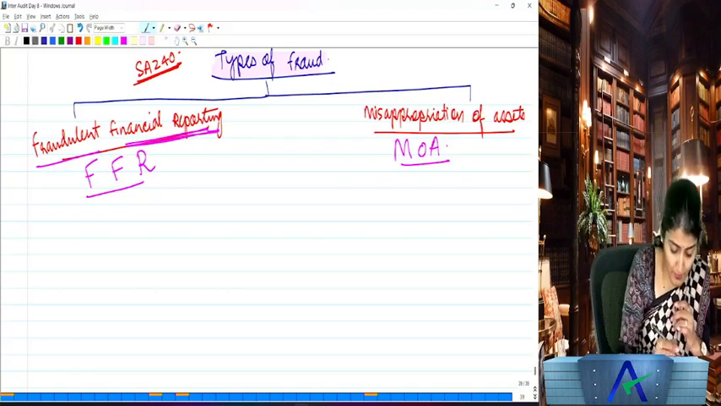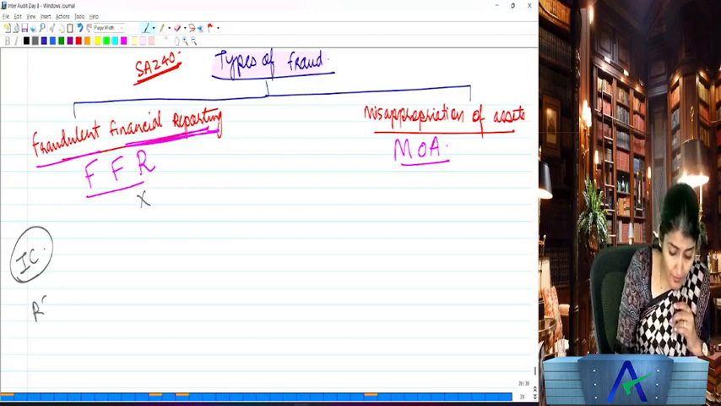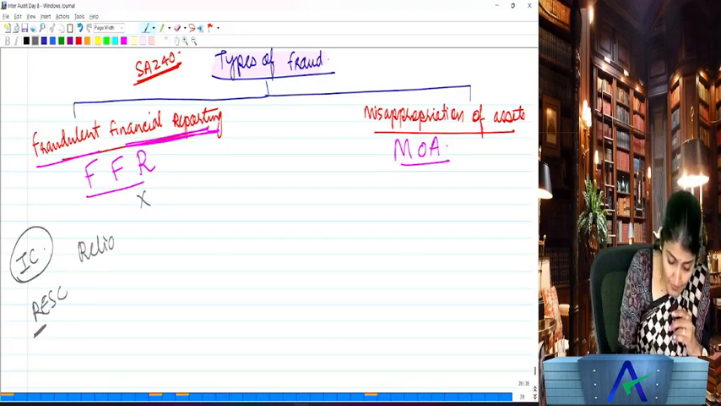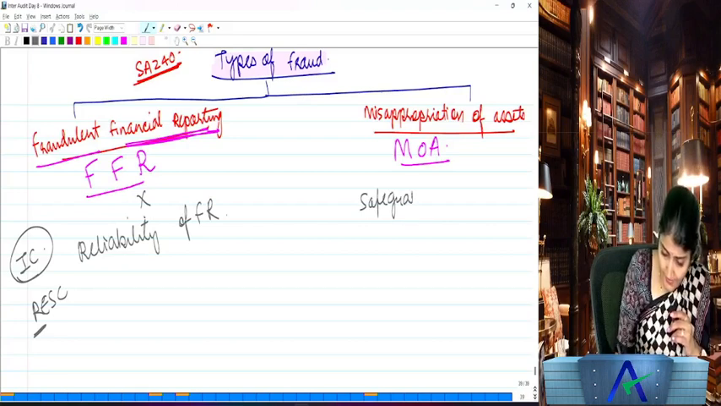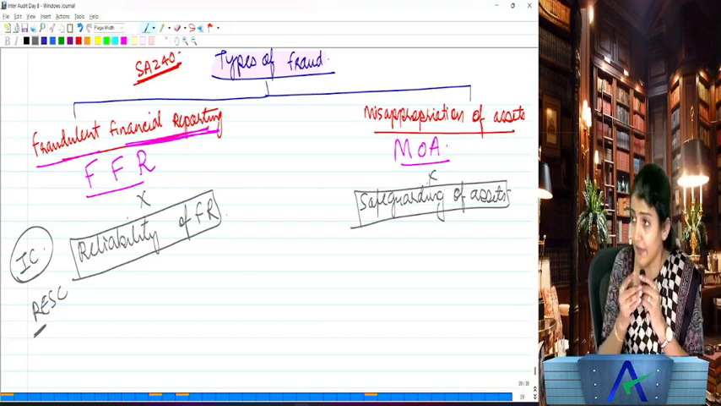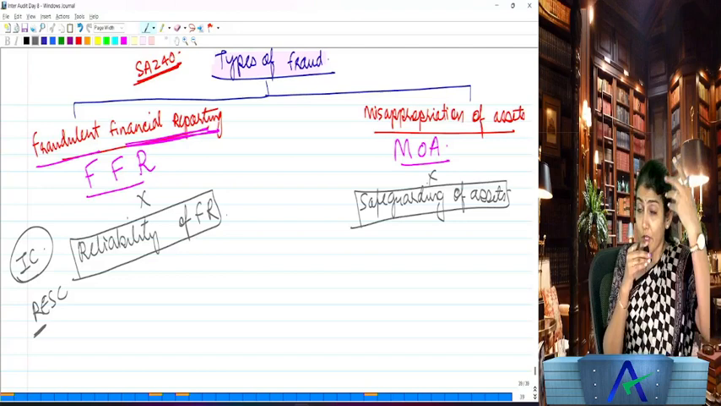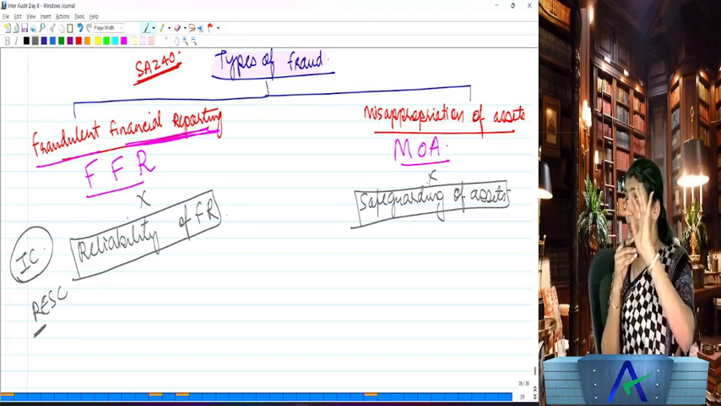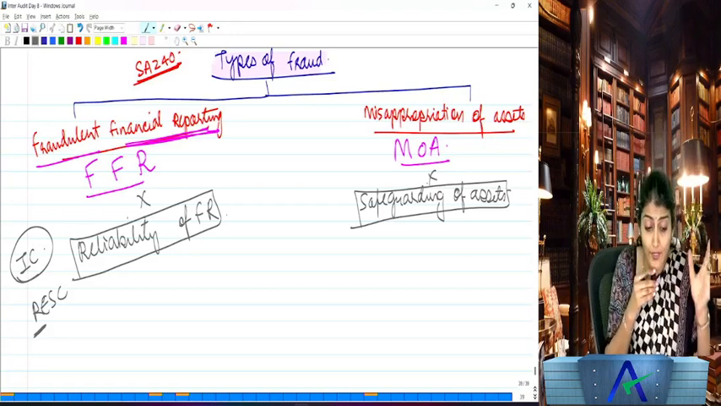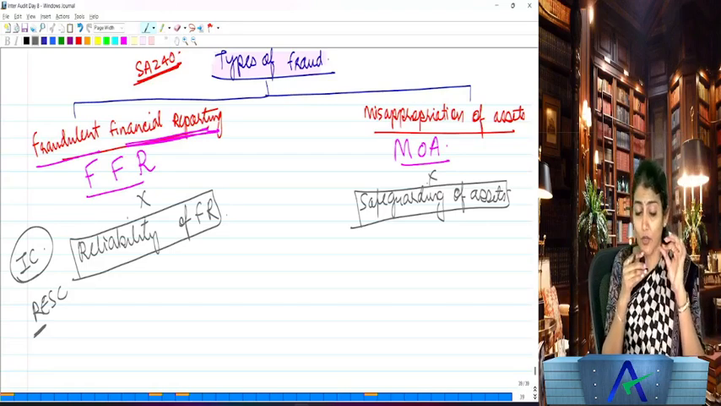Fraudulent financial reporting. Do you remember when I discussed with you the definition of internal control? RESC: R, reliability of financial reporting. S, safeguarding of the assets. Did I tell you these are opposites? If there are controls in a company, it will lead to reliability of financial reporting and the safeguarding of the assets. If there are no controls in the company, then it will lead to fraudulent financial reporting or the misappropriation of the assets. Are you understanding that? Right? Fraudulent financial reporting or the misappropriation of the assets. Okay.